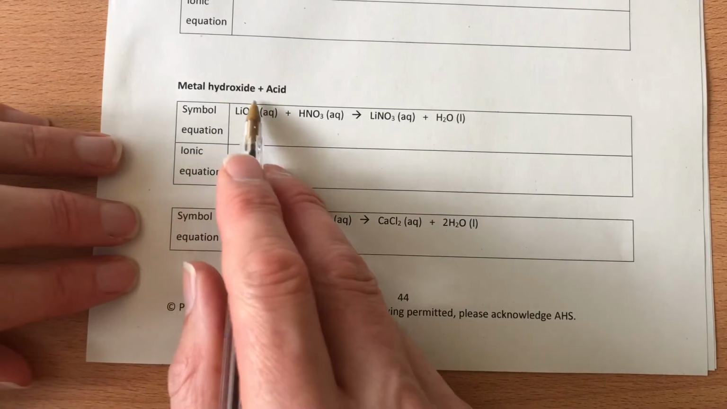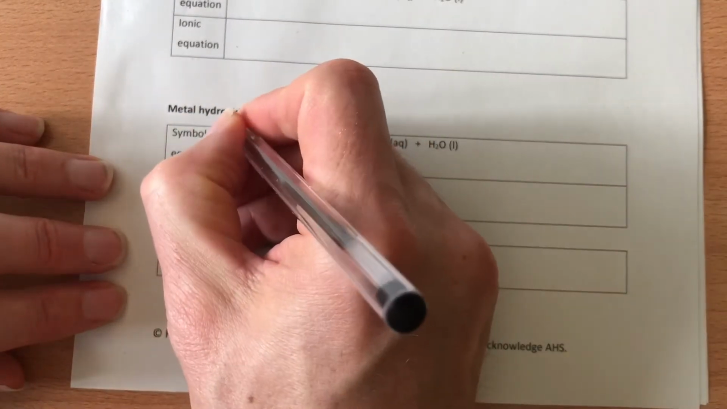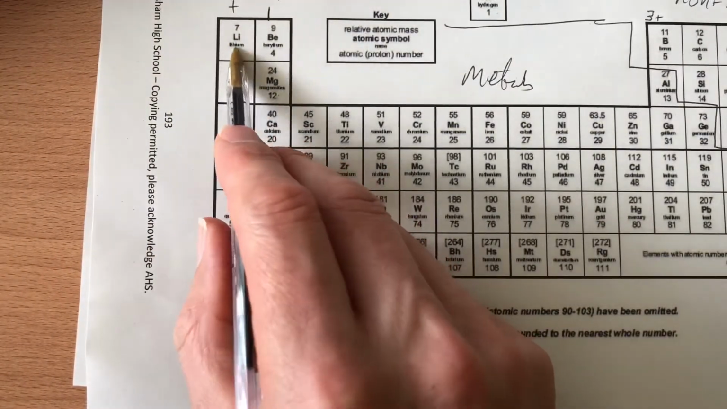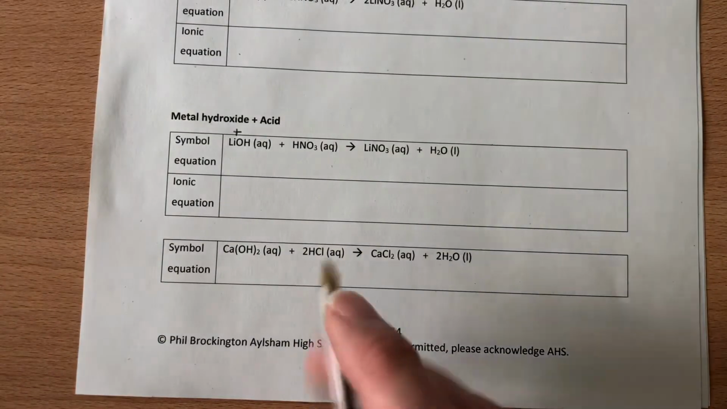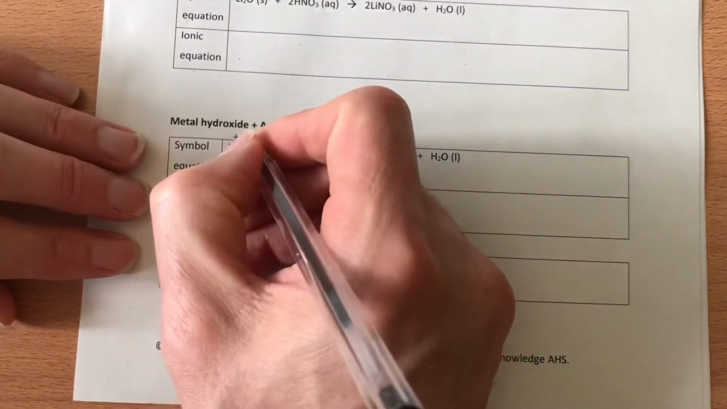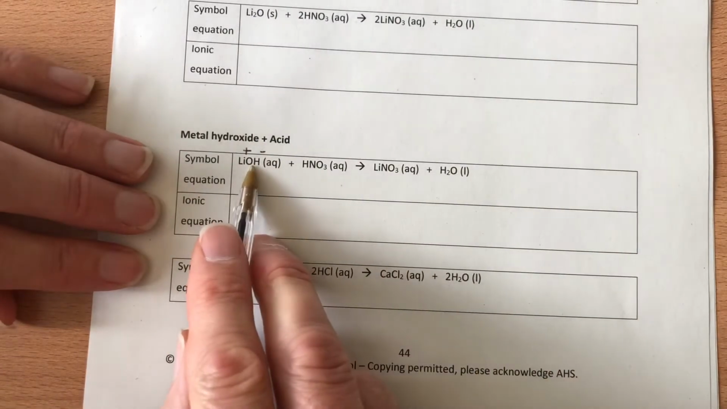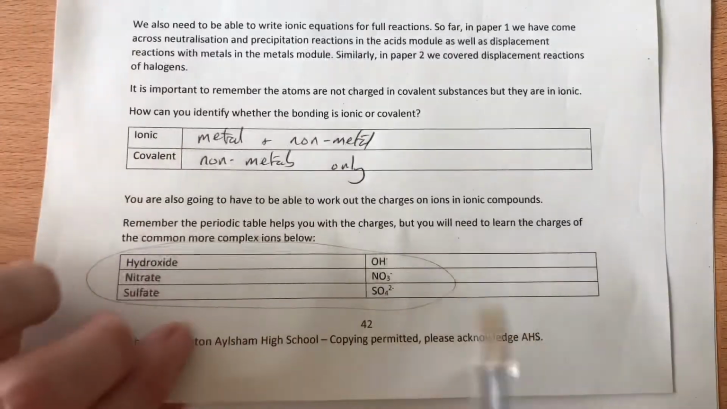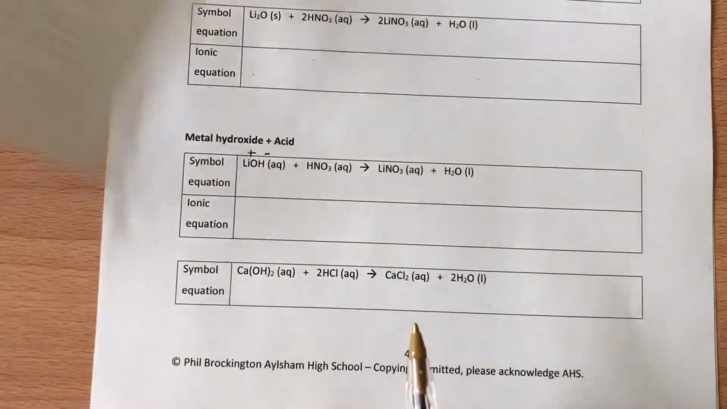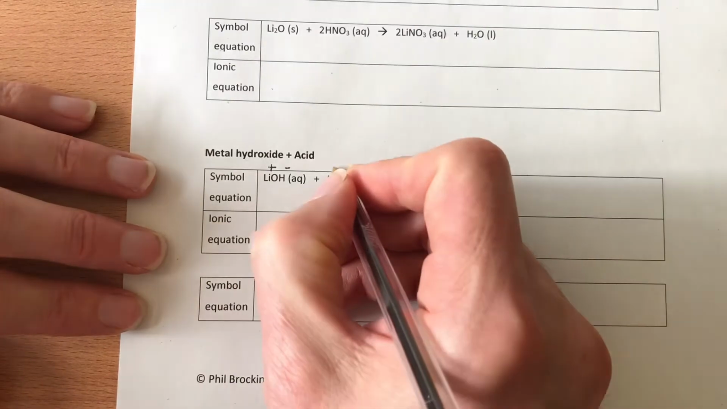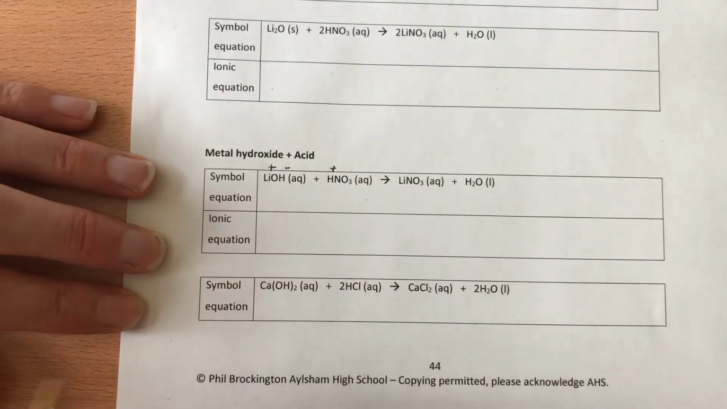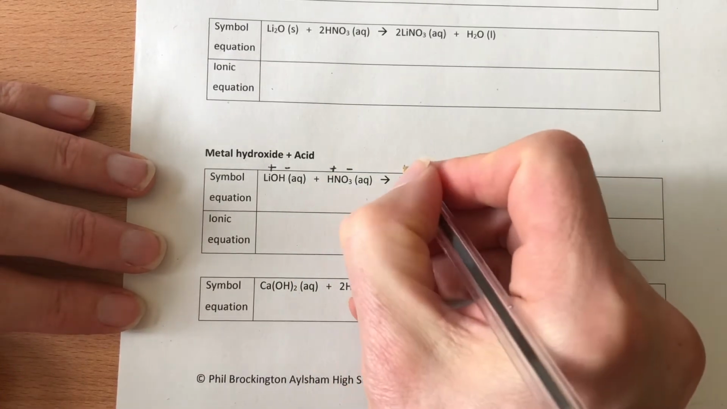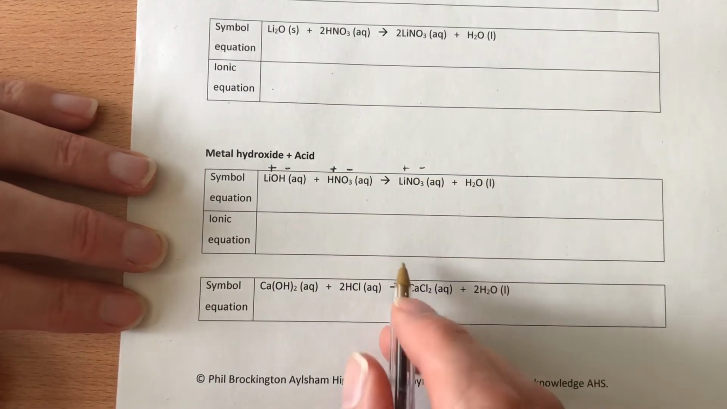This one down here now, lithium hydroxide. Lithium is a 1+ ion because it's in group 1 of the periodic table. The hydroxide ion is OH-, and that was on our table here. We just need to learn that, OH-. The hydrogen ions here are from nitric acid, so that's H+, and the nitrate ion is NO3-. This is Li+ and NO3-, and this is water, so it's not charged.